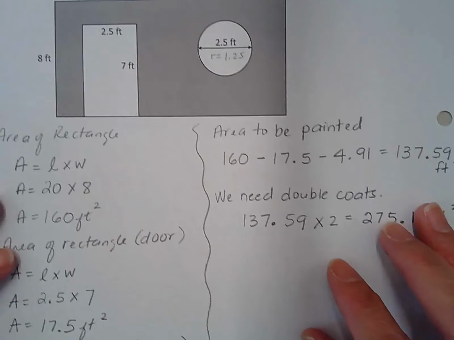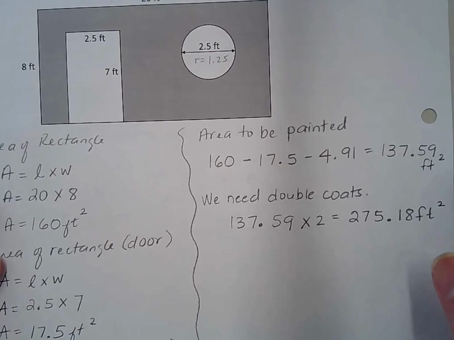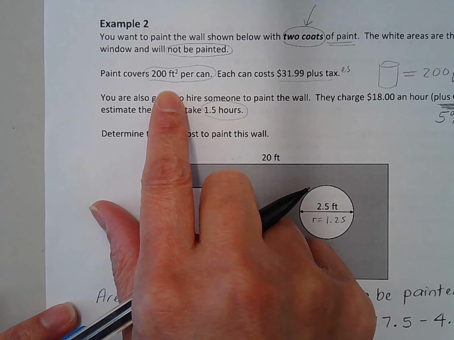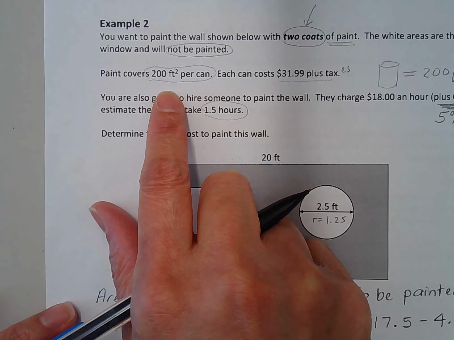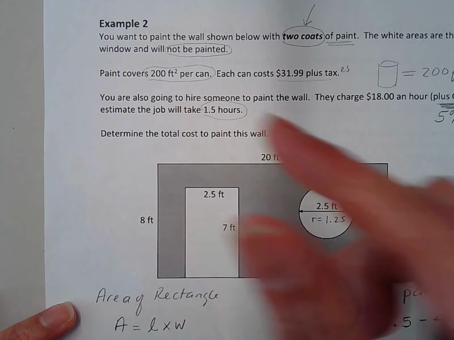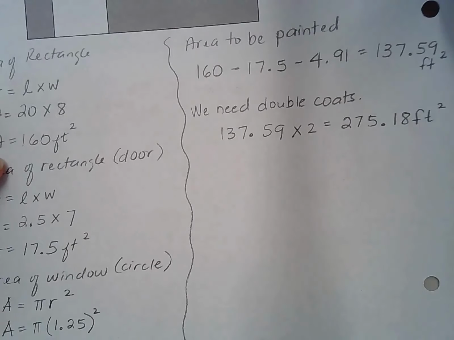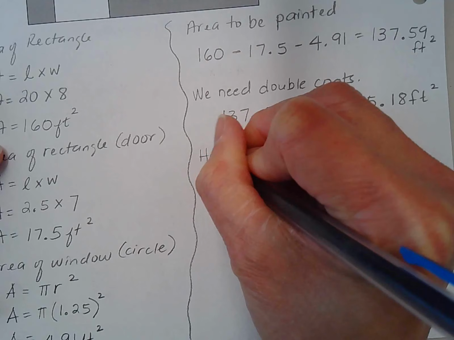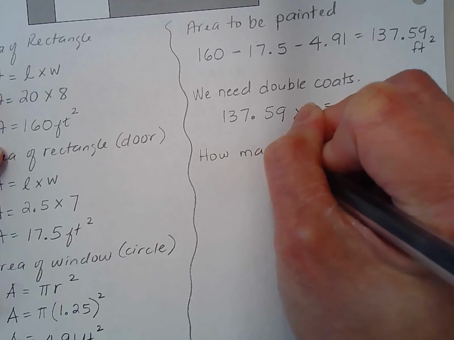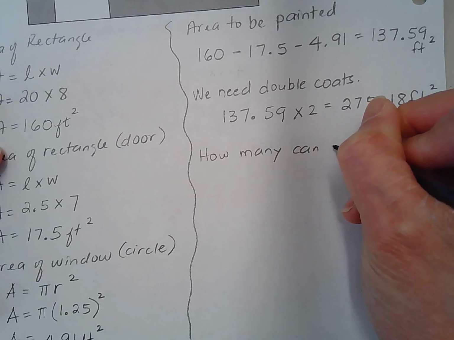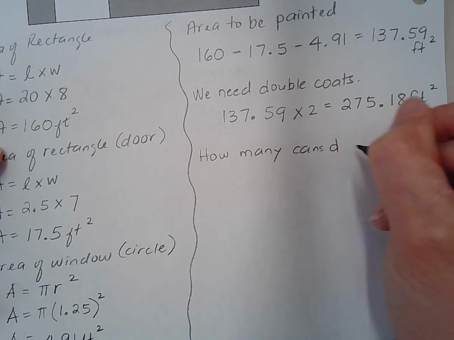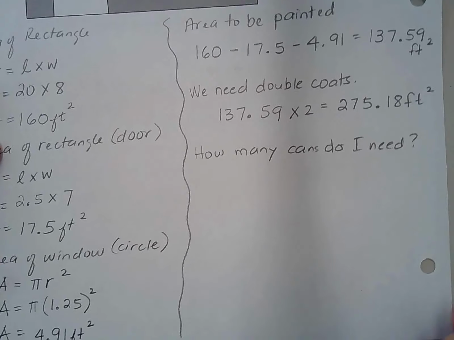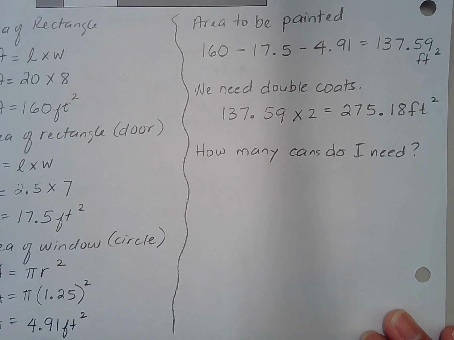Now we're going to figure out the next thing. Well, how many cans of paint do I need? Right? Okay, well, how do we do that? We know that one can, the question is how many cans do I need? That's what we need to figure out, right?